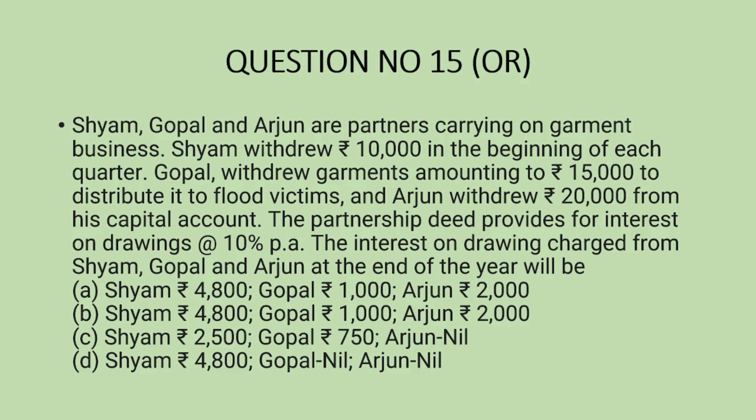Now, Sham withdrew rupees 10,000 at the beginning of each quarter. Gopal withdrew garments amounting to rupees 15,000 to distribute to flood victims.